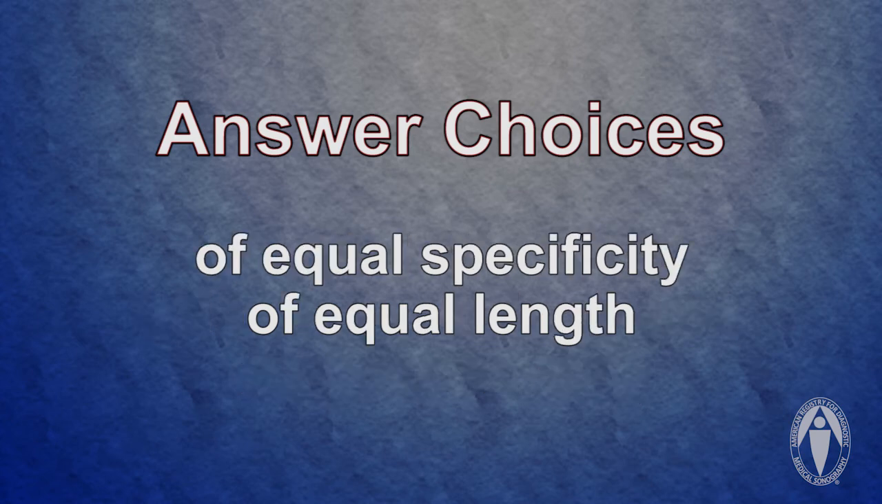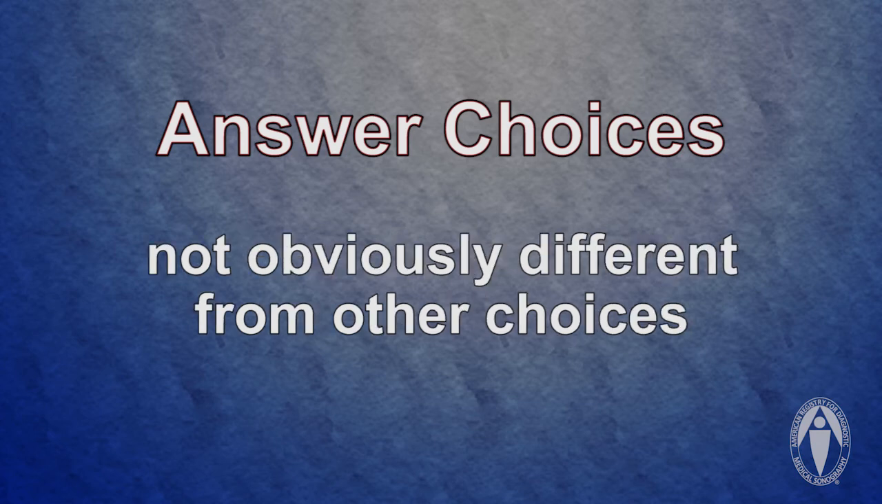The common tendency for a new item writer is to make the correct answer really long because they're adding stuff to it to make sure that it's right. And then the other distractors are short. So if I'm a candidate who doesn't know, I'm going to pick the longest one, just because the probability is that's what the item writer did. We don't want it to be obviously different. All the answer choices should be similar.